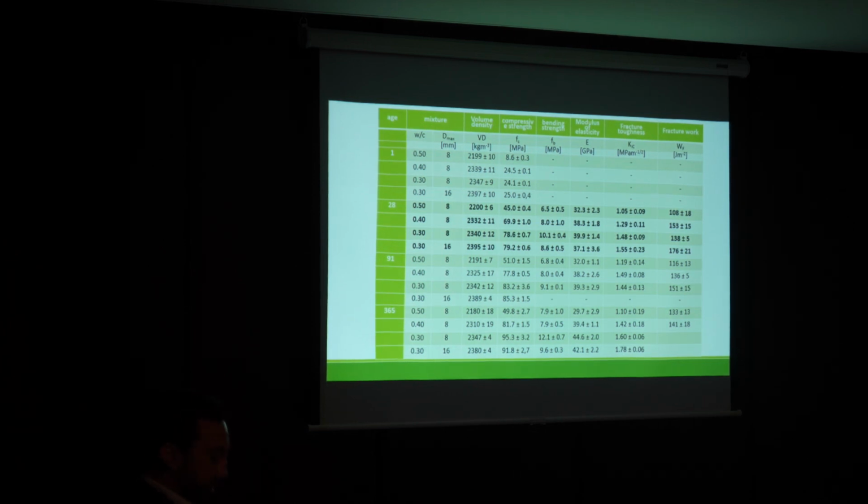Okay, thanks. Just a question from me. Why did you choose only 8 and 16 as maximum diameter for your aggregates, and not 25 or 32, which are the most used in practical technologies?